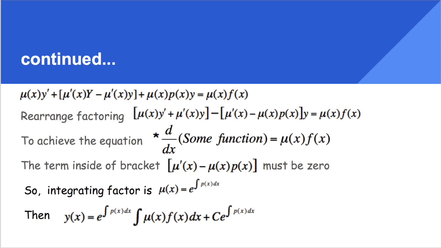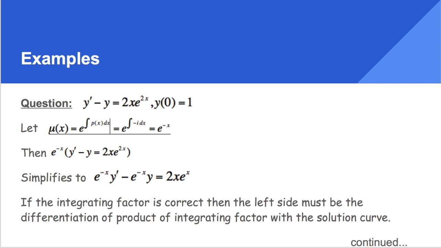equal to mu of x times f of x. So, now when we solve mu prime of x minus mu of x times p of x equal to 0, we get mu of x equal to e to the power integration of p of x with respect to x. Finally, the solution of a linear equation is 1 over the integrating factor times the integration of mu of x times f of x with respect to x plus a constant c. Now, let's see the example.